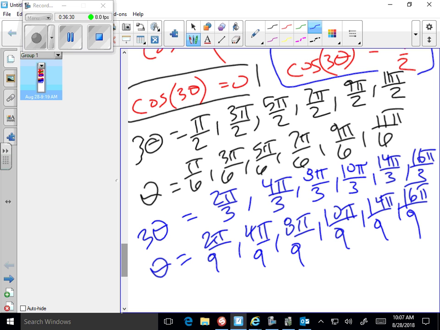Pi over 2 plus pi n and 2 pi over 3 plus 2 pi n, 4 pi over 3 plus 2 pi n. Look, we're just one step away. So theta is pi over 6 plus pi over 3 n, 2 pi over 6 plus pi n, and 4 pi over 6 plus pi n.